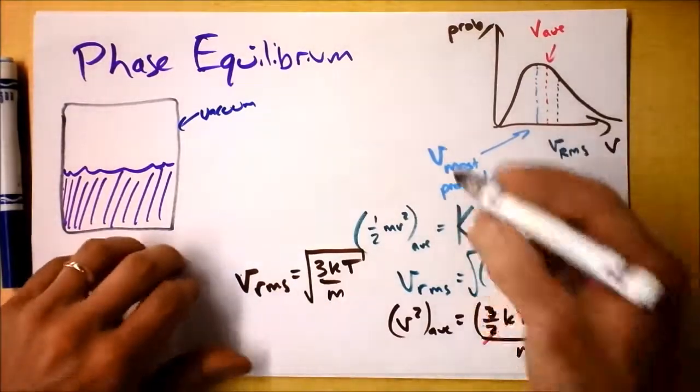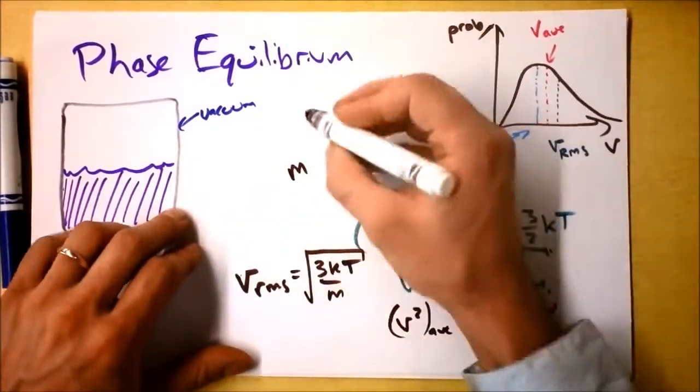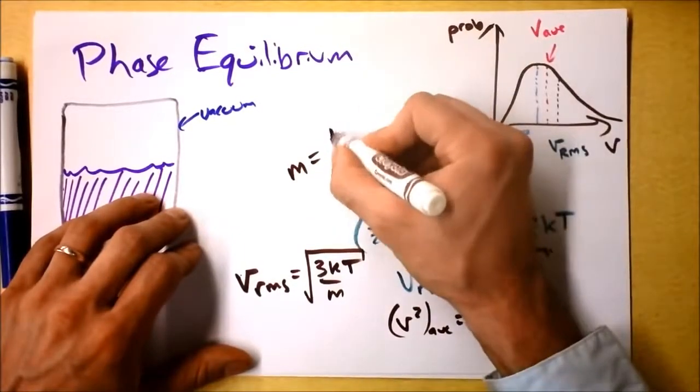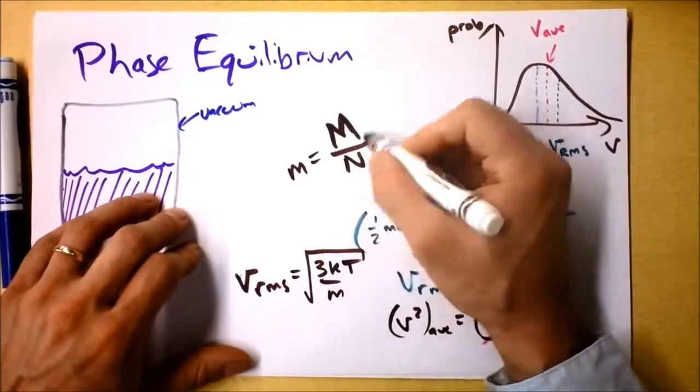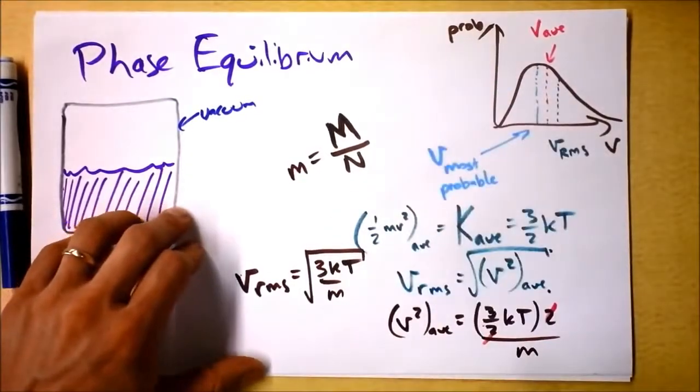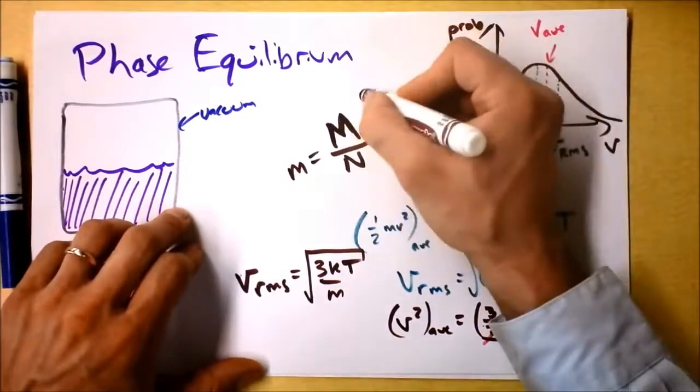Fair enough. But the mass of a molecule is equal to the total mass of the system, capital M, divided by Avogadro's number. No, just kidding. No, it's the molar mass. Let's say this is the mass of a mole.